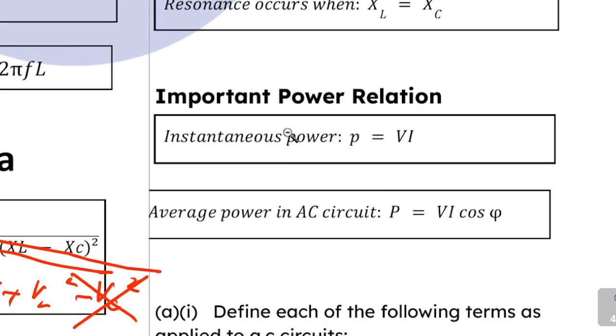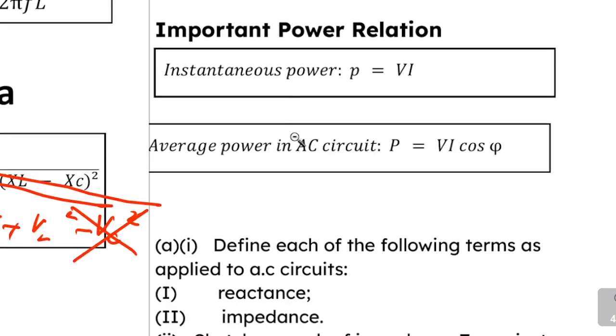So another formula we need to also know is the power relation. The instantaneous power is calculated as P equals V times I. V is the voltage, I is the current.